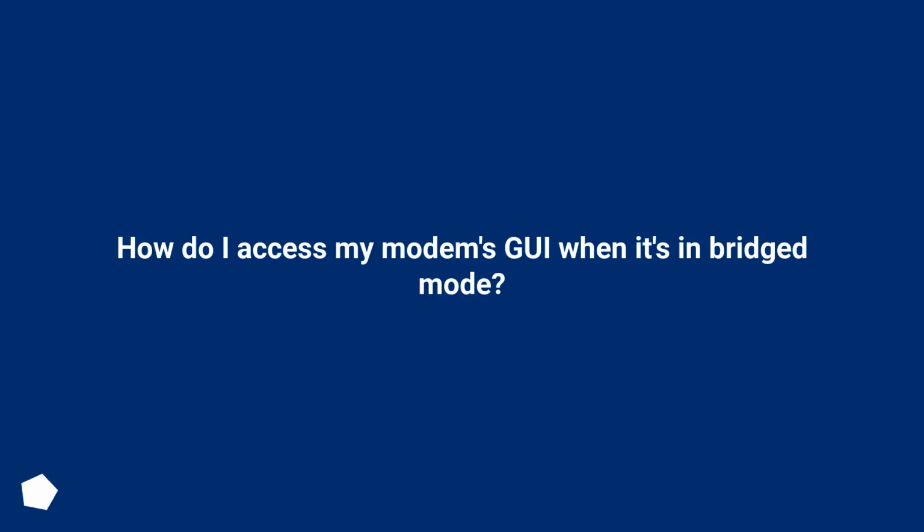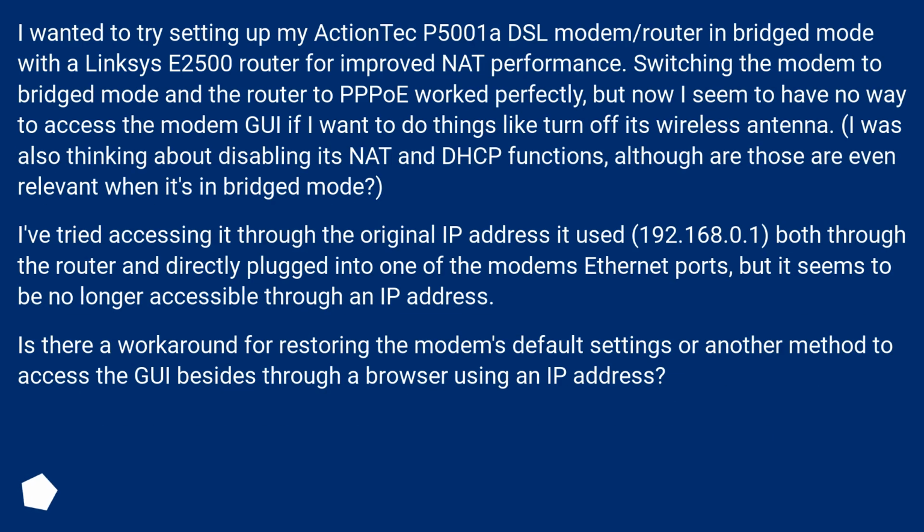How do I access my modem's GUI when it's in bridged mode? I wanted to try setting up my ActionTech P5001A DSL-modem/router in bridged mode with the Linksys E2500 router for improved NAT performance. Switching the modem to bridged mode and the router to PPPoE worked perfectly, but now I seem to have no way to access the modem GUI if I want to do things like turn off its wireless antenna.